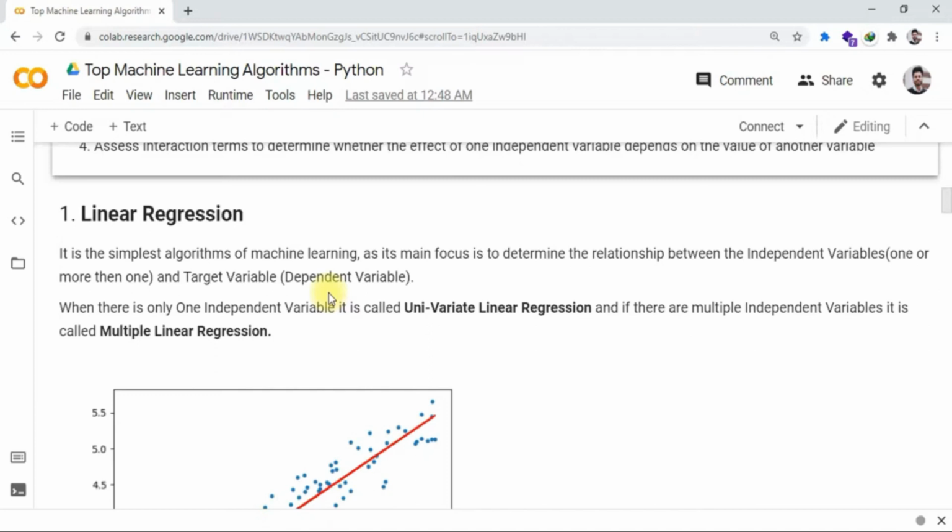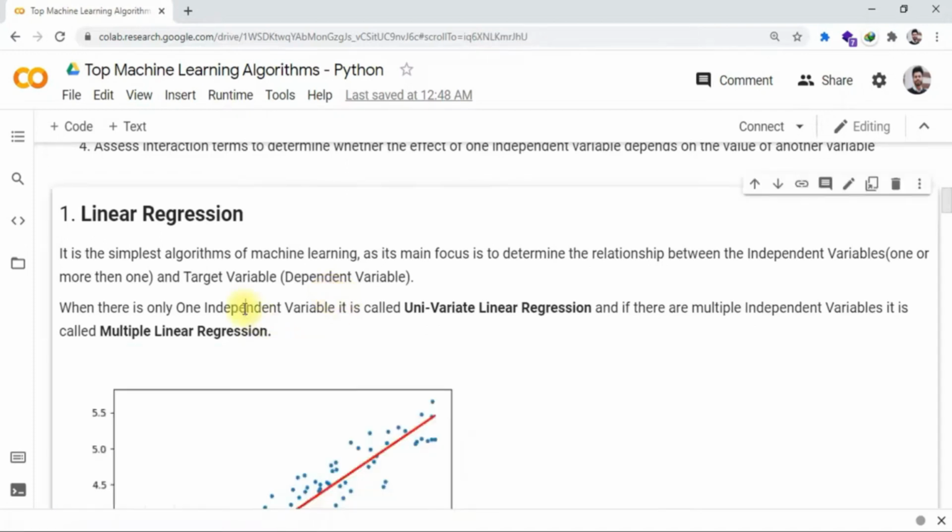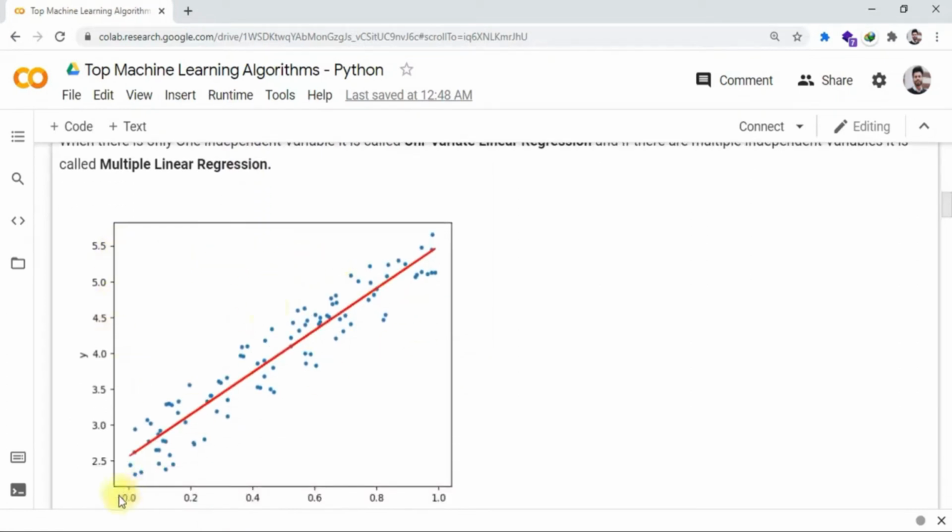If there is only one independent variable, then it is called univariate linear regression, and if there are multiple independent variables, then it is called multilinear regression. These are the terms that I clarify here, and we can make a program on that in a further video. As you see, here is the graph that has blue data points. These blue data points are the actual data, and this red line is our regression line that goes through these data points and is going to predict the next value.